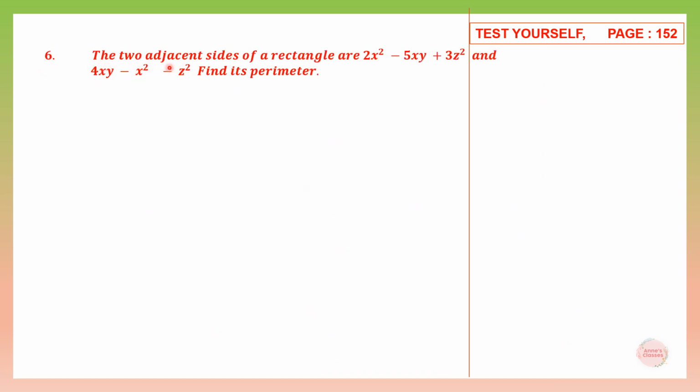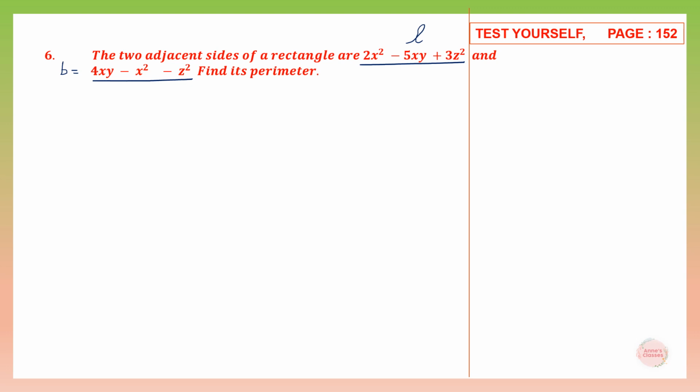Question 6. The two adjacent sides of a rectangle are given. So this is one side and this side is the one adjacent to it. Adjacent sides are sides next to each other, not the opposite sides. Sides next to each other are given to us. We have to find its perimeter. That means one of the sides we can consider as length and the other side we can consider as breadth because they are next to each other. If they are opposite, then we can say they are two lengths or two breadths.